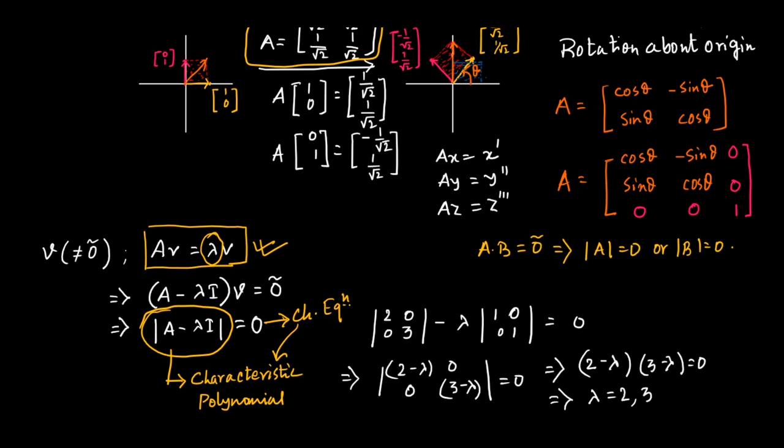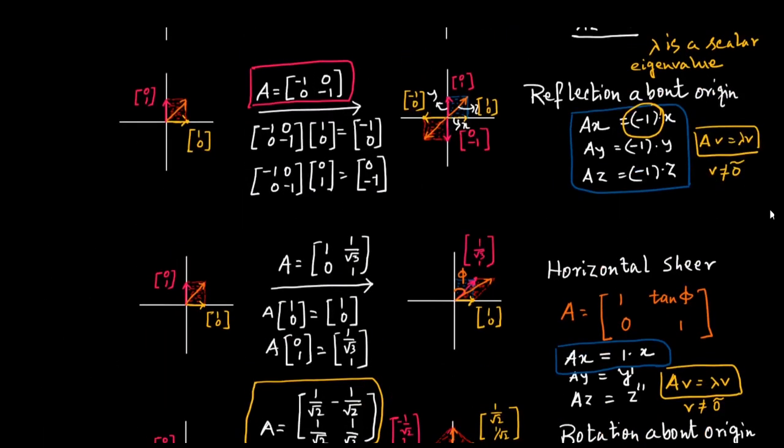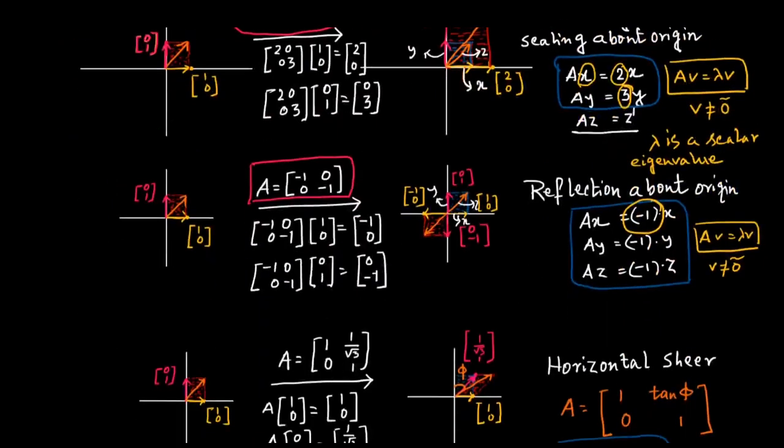So how to find eigenvalues and eigenvectors in a generic way, without even bothering about all this geometry or thinking about its graphical representation: first find the characteristic polynomial, find the characteristic equation, solve the characteristic equation, get the values of lambda, that means get the eigenvalues, plug in the eigenvalues in the equation A V equals lambda V, and find out V. That is how algebraically we can find eigenvalues and eigenvectors. So this is the geometry of eigenvalue and eigenvector.